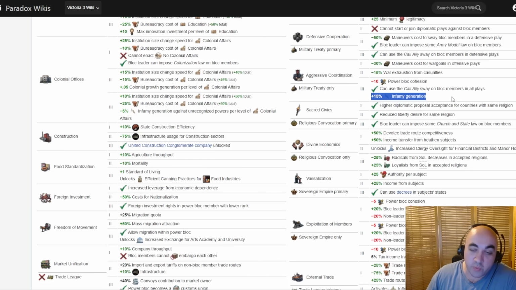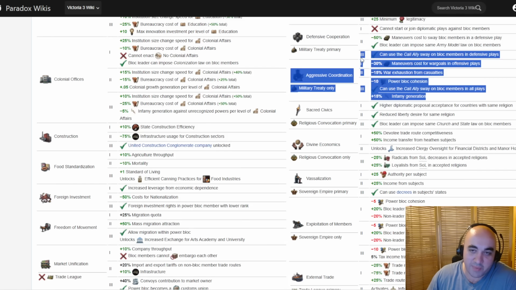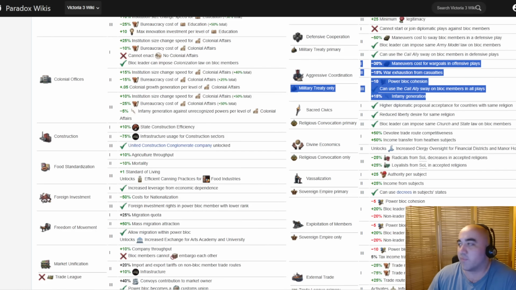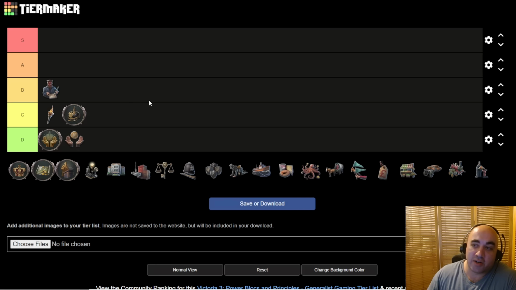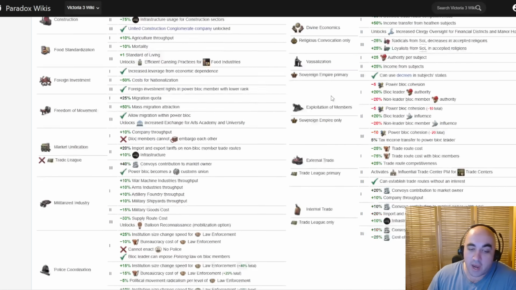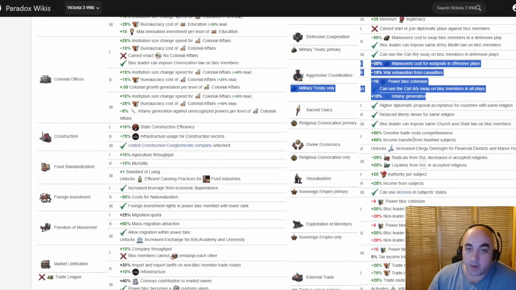And so it's kind of this weird thing where you generate a lot less mandate because you're less cohesive, and if you go high infamy, the thing that is very best about this block is the aggressive coordination. So we're going to put aggressive coordination in B tier, because I think that generally speaking you don't want to go high infamy for most of the game, but as soon as you do, this one's actually just outstanding. It's like D tier most of the time and S tier sometimes, and so we're going to put it in here. And then defensive coordination just is terrible.